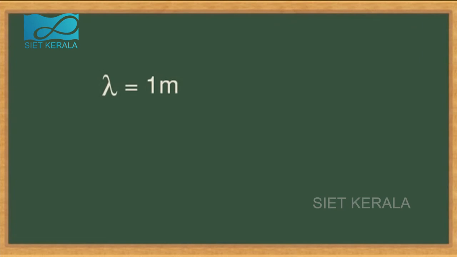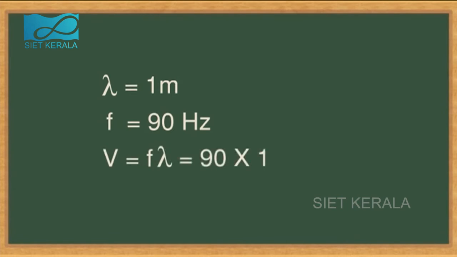If the frequency of a wave with wavelength 1 meter is 90 Hz, then the speed of wave is V equals f lambda equals 90 into 1 equals 90 meter per second.